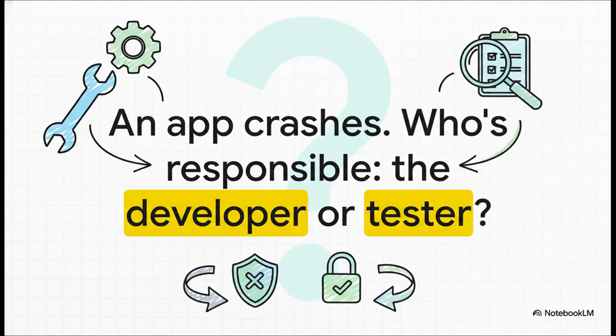So the next time one of your apps just completely gives up on you, think about that chain of events. Who's to blame? The person who made the initial error? Or the person whose job it was to find that error before it got to you? The truth is, quality is a team sport. It's about everyone, from the very beginning to the very end, working to prevent mistakes and to find the ones that slip through.